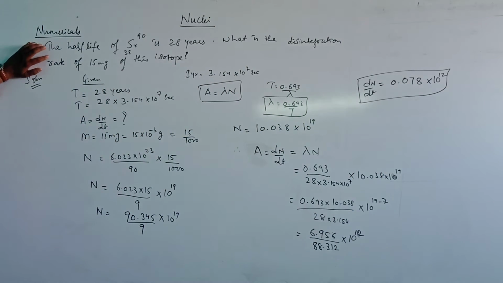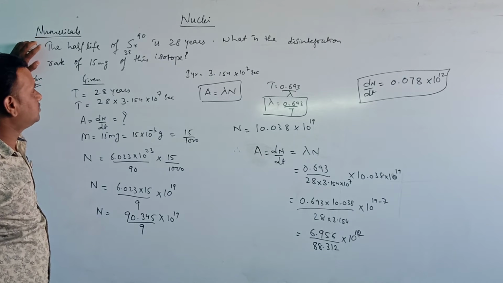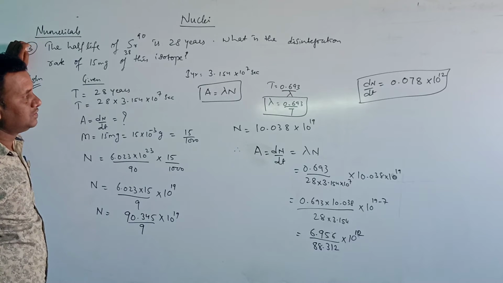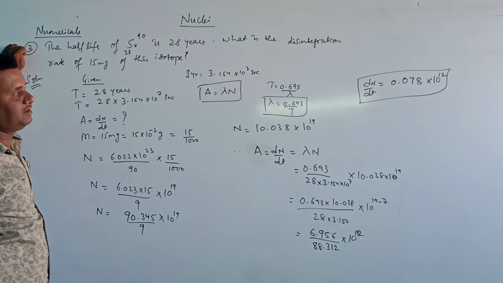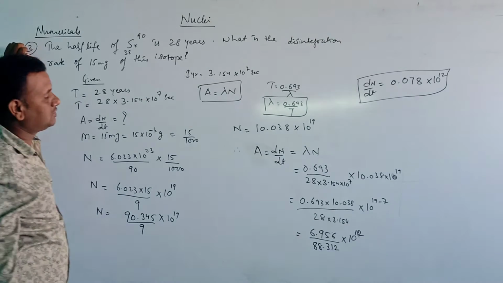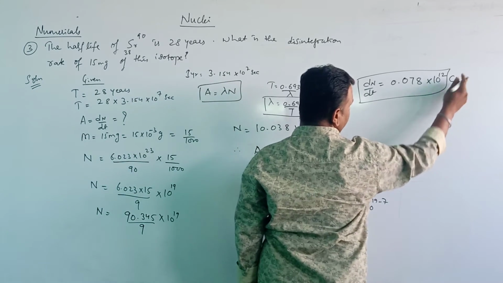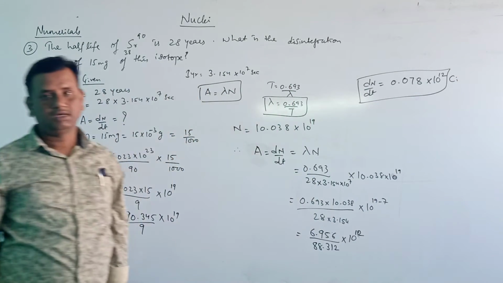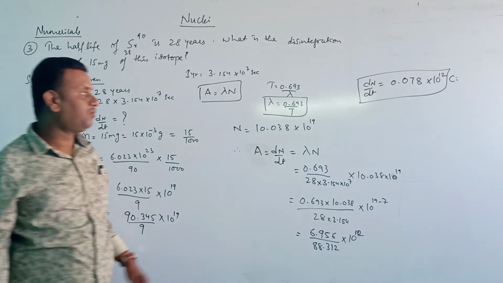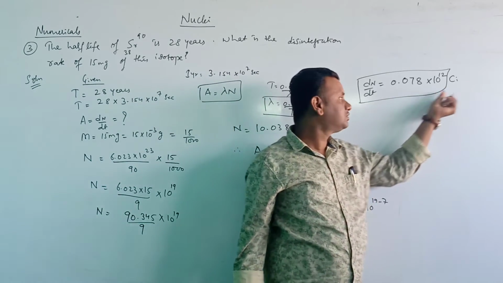So the half-life of strontium 90-38 is 28 years, and its disintegration rate is 0.078 into 10 to the power of 12. The unit is Curie. For disintegration rate, or activity, the most common unit is Curie. So note this.